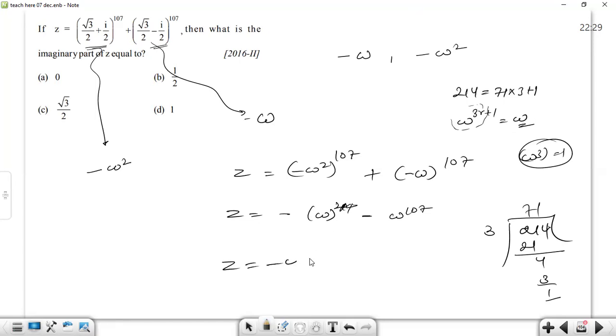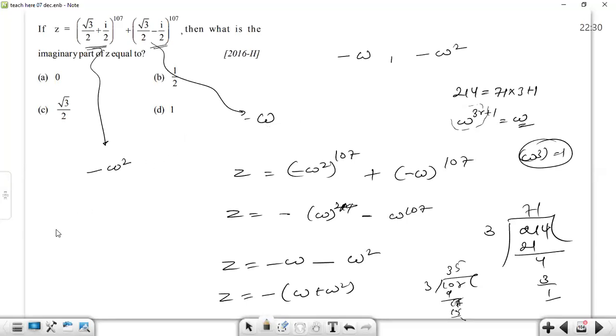So z is equal to minus of omega minus of, now let's talk about 107. 17 times 6 is 102, 5 is left, so omega raised to power 2 will be the power. Now taking minus common, omega plus omega square. Is that clear? How have I written omega and omega square from these big powers? Is that clear or should I explain? Clear, sir.